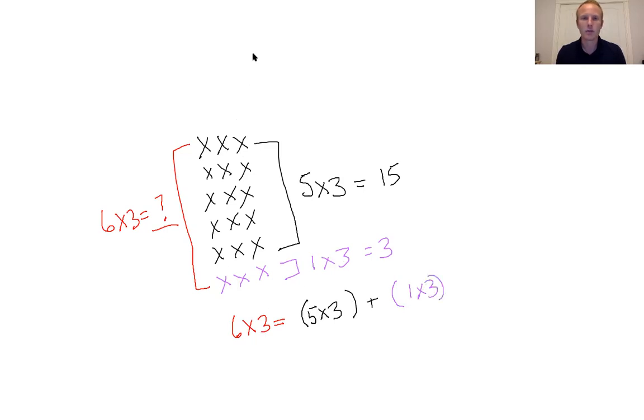And so 6 times 3, oops, wrong color here, there we go. 6 times 3 equals 15 plus 3. And then we could say 6 times 3 equals 18, because that is the product. 6 times 3 is 18. And again, we use those parentheses to show these different sections, these different colored sections of our array.